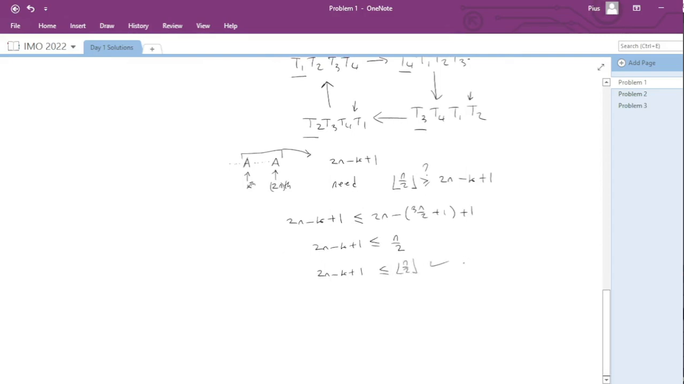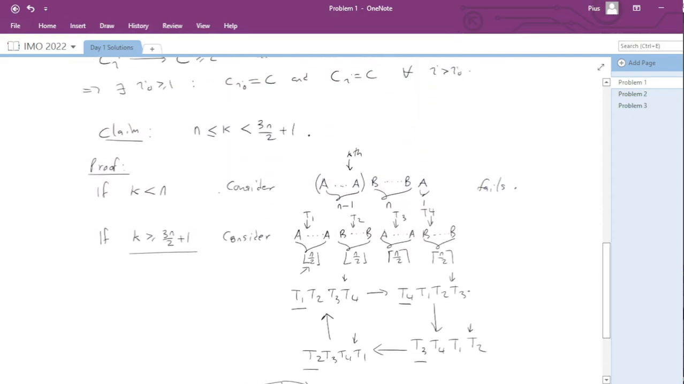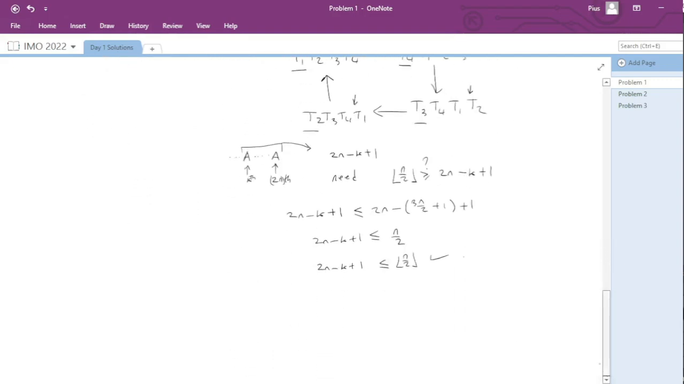Okay, so this we've shown for what happens outside of this range. Now we need to show that anything else which is in this range is going to actually work out, meaning eventually we get n of a particular type on the left. Okay, so we'll look at this in 2 cases. So this is the final one: if k is between n and strictly less than 3n over 2 plus 1. Okay, so case 1.